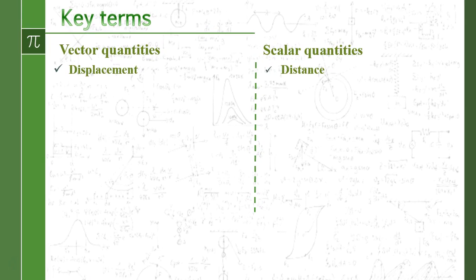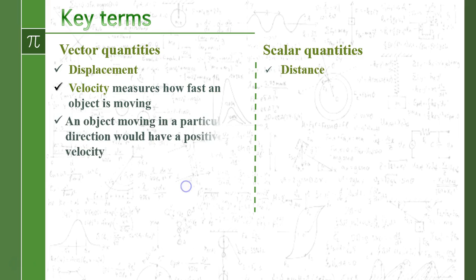So those are the first two, displacement and distance. The next one we've got is velocity, and velocity measures how fast an object is moving, and also it has direction, so we've got positive velocities and negative velocities. So here's our little car. We might say that it's travelling with a velocity of 3 meters per second in the direction which is to the right.